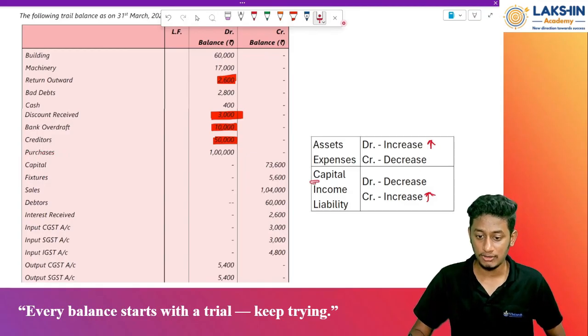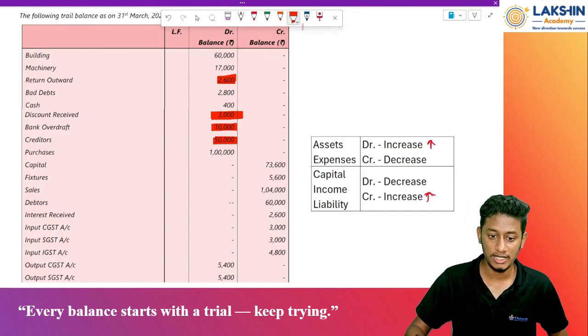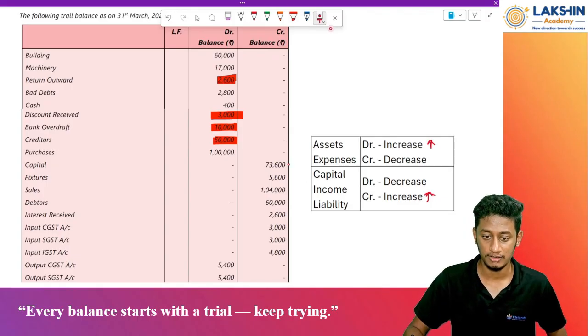Then capital account. Capital account is categorized as, again, capital account. Upward arrow, credit. So it's on the credit side. So no touching it. This is also proper.